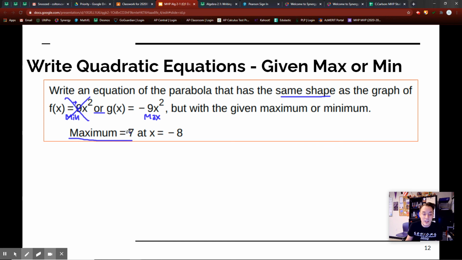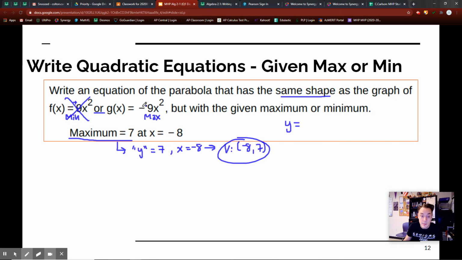So what is this actually saying? If it says a maximum equals 7, what this is saying is my y equals 7. That's what it's saying, where of course my x equals negative 8, which means this is my vertex. So my vertex is negative 8, 7. So since I know that now, I can finally use that information to put into my vertex form.